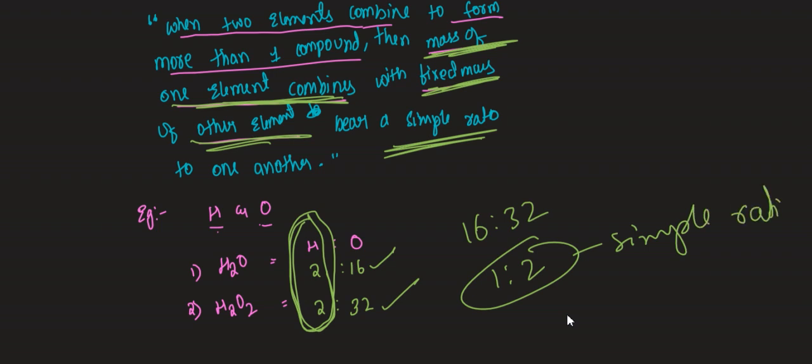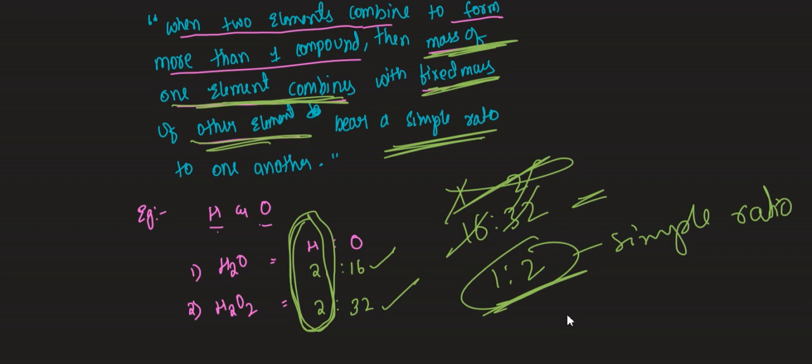What is the meaning of simple ratio? It is a ratio on which we cannot do any further calculations. Here, this is not a simple ratio. Why? We can take 16 ones are 16, twos are 32, but can you cancel this further? No. That is the reason we call it a simple ratio.